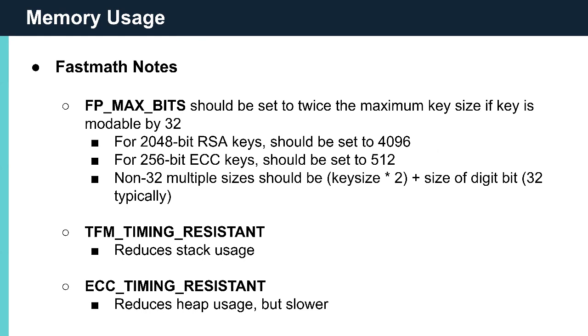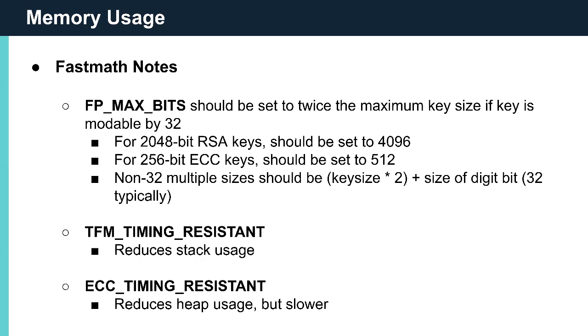FP_MAX_BITS is in relation to public key operations that the math library handles. So this should be set to twice your maximum key size that you want to handle. So if you want to handle 2048-bit RSA keys, you should define this to 4096. If you want to handle 256-bit ECC keys, you should set this to 512. For sizes that aren't multiples of 32, you can use the general rule of the key size times 2 plus the size of a digit bit, which is typically 32.